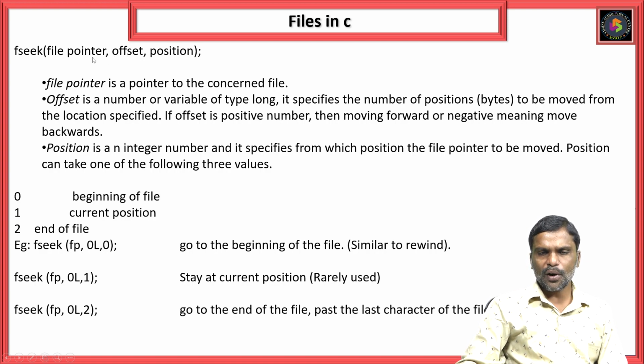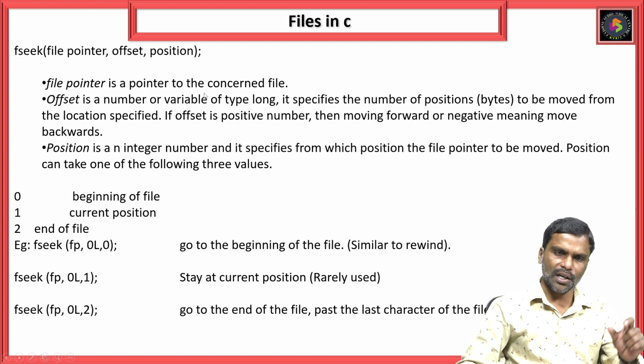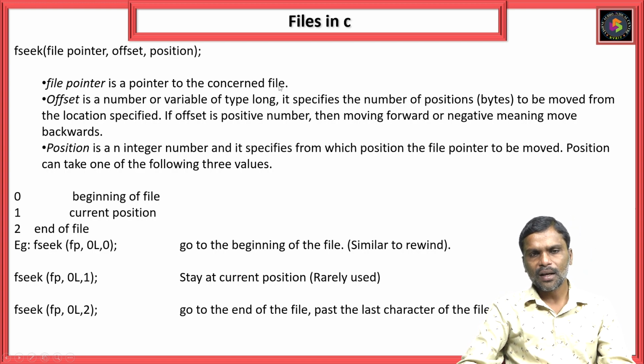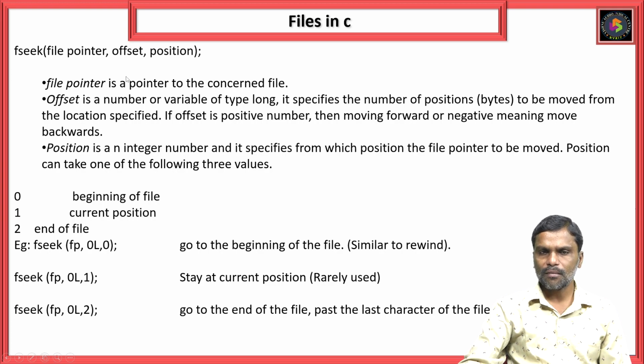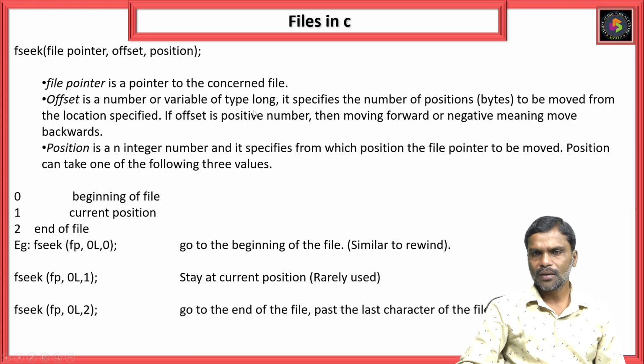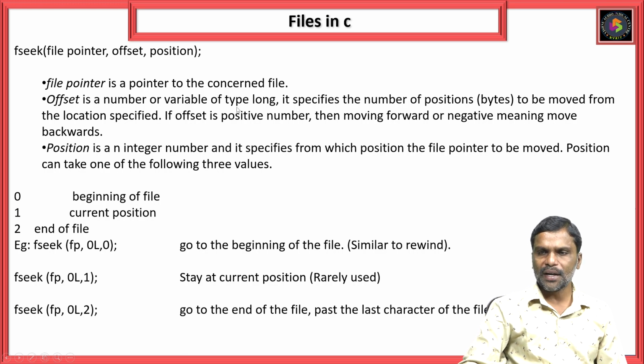The file pointer is a pointer to the concerned file. It tells the location of that file where it is present. Offset is a number of variables or a type of data like long type. It specifies the number of bytes to be moved from the location specifier. Moved from the location means again the location can be decided by this position. It is an integer number that specifies how far from the position the file pointer is to be moved.